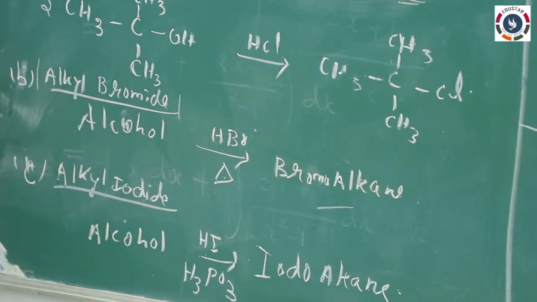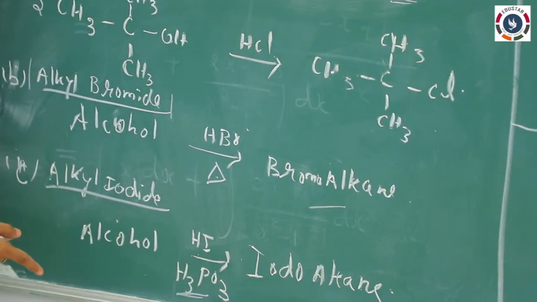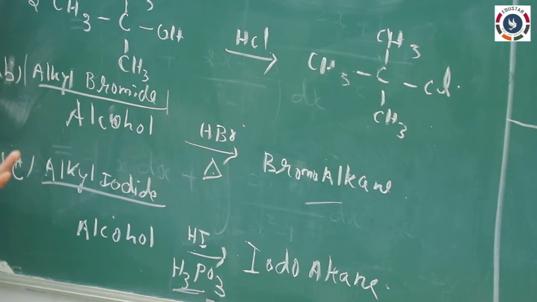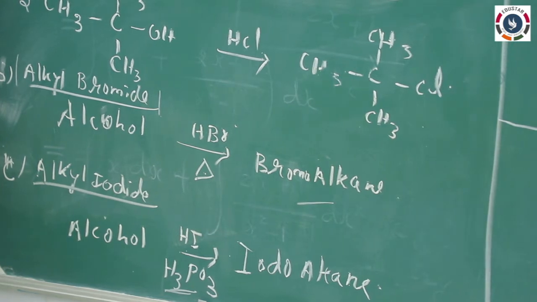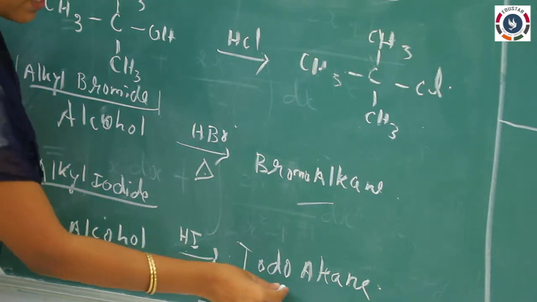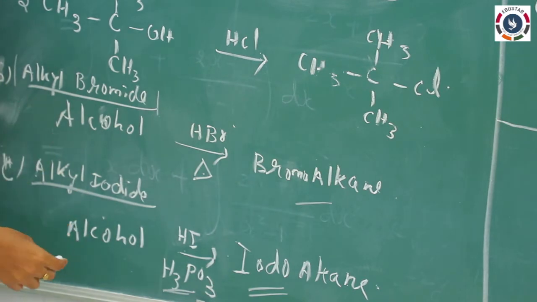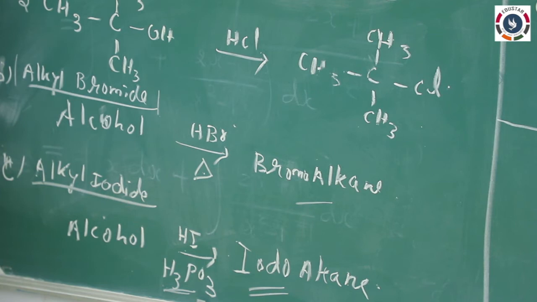Here there is a question: why are we preferring this orthophosphoric acid for the preparation of iodoalkane? Why can't we use sulfuric acid? The answer is, sulfuric acid is generally an oxidizing agent. It oxidizes the iodoalkane back to iodine. So we are avoiding sulfuric acid and instead we are using orthophosphoric acid.